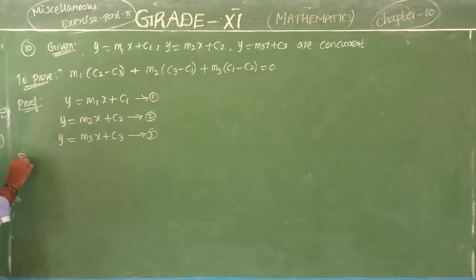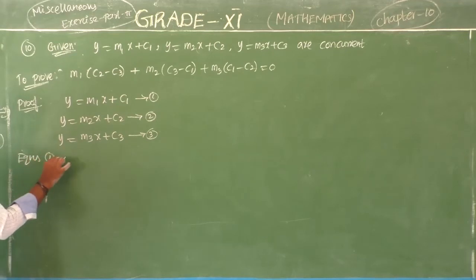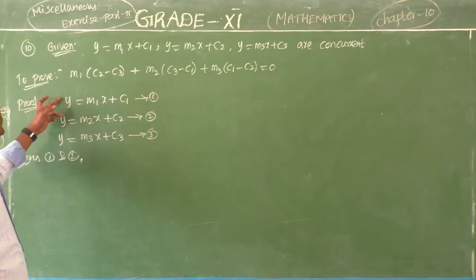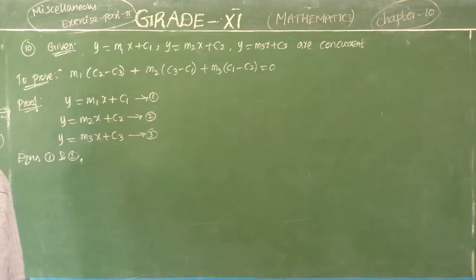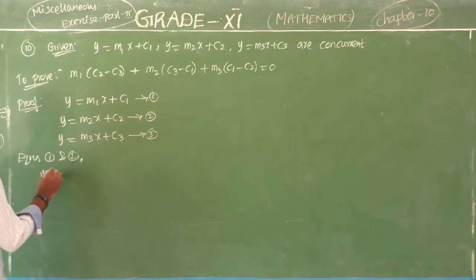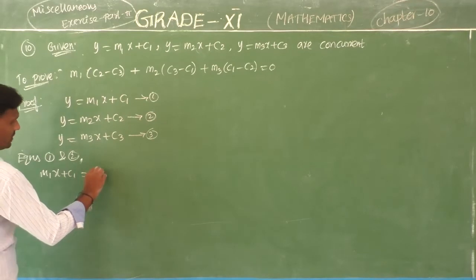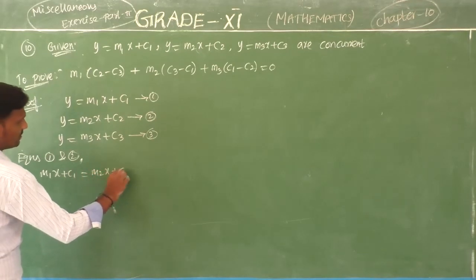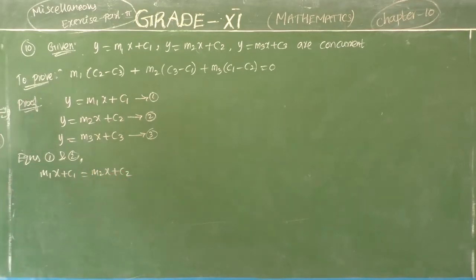Okay, so first I am taking equations 1 and 2. From equations 1 and 2 you have the left side equal, that is y. Now I am going to equate the right sides: m1x plus c1 is equal to m2x plus c2.